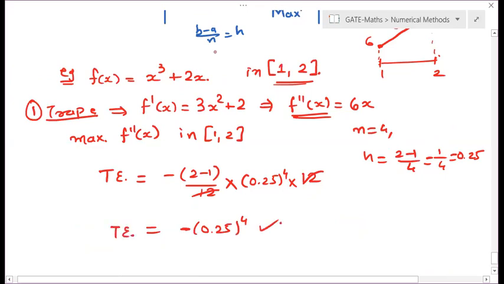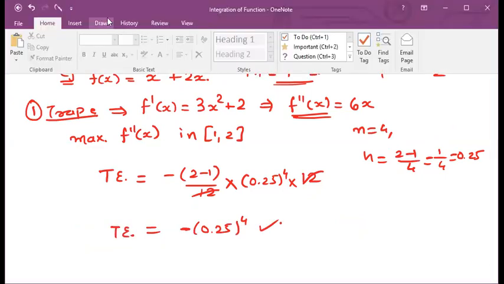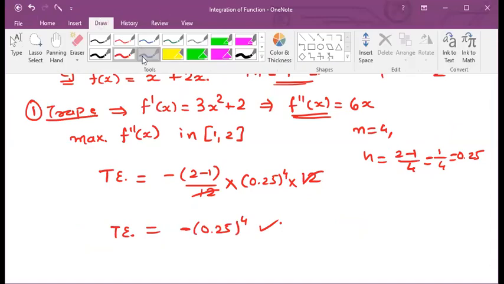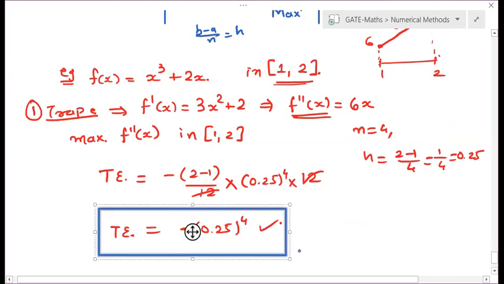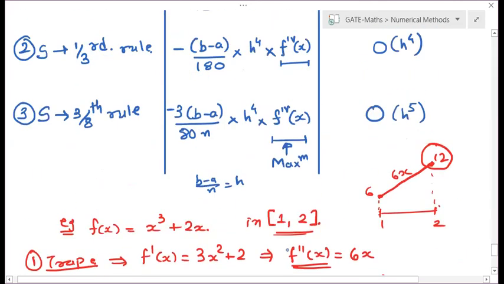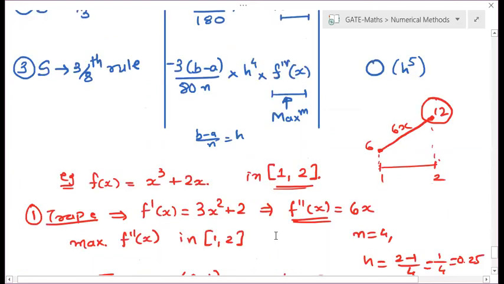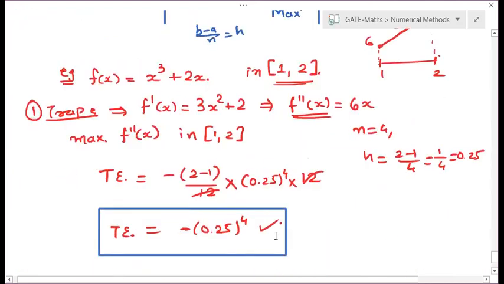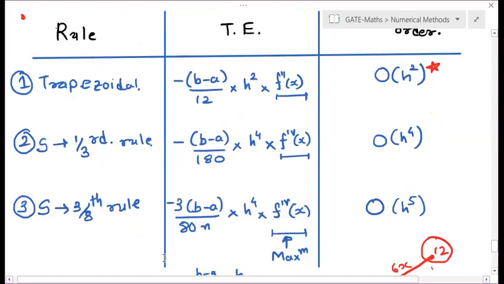Right. Is it clear now? What is the maximum value? And how we can find this truncation error if they are asking us to find that. Okay. So just, in trapezoidal, h square comes, right sir? H square. Yes, my mistake. H square. So 0.25 to the power 2. So is it clear now? Now can you find this truncation error easily?